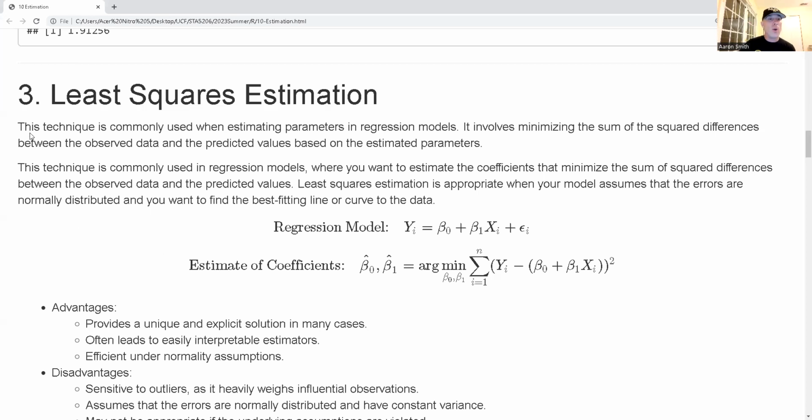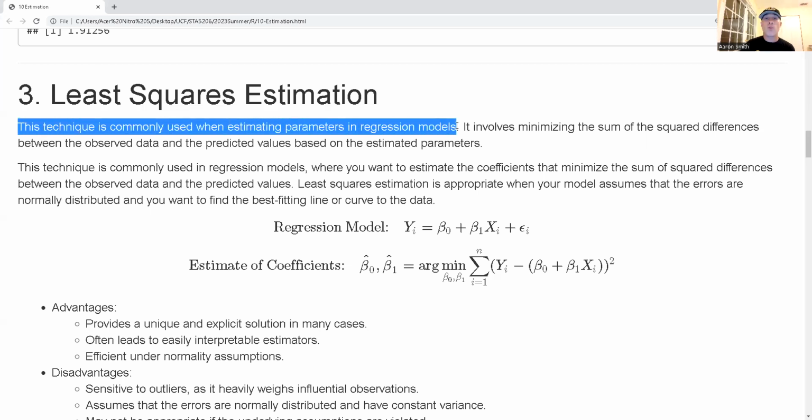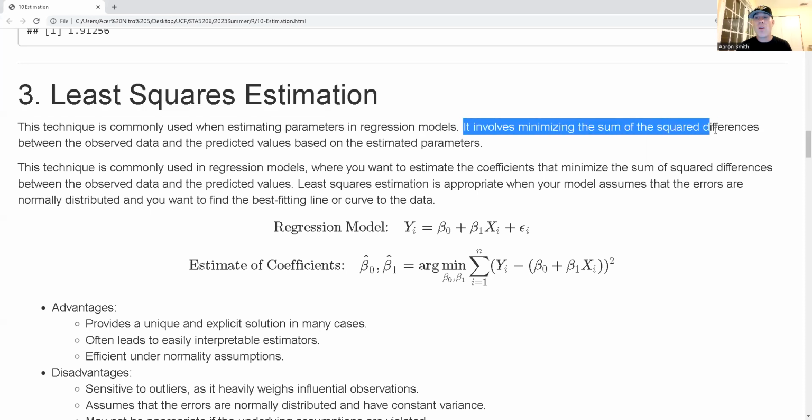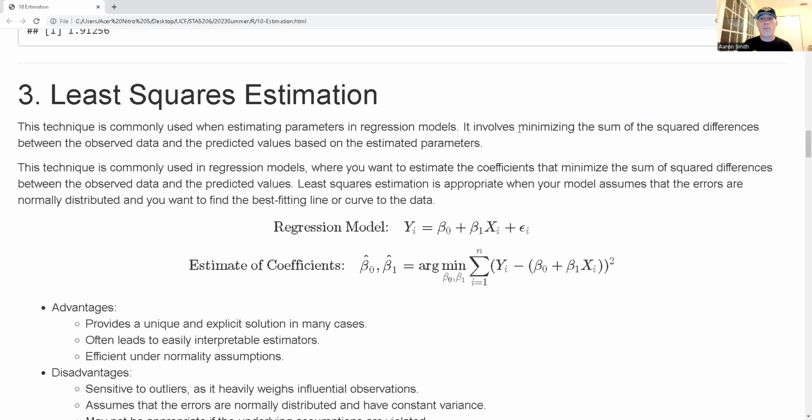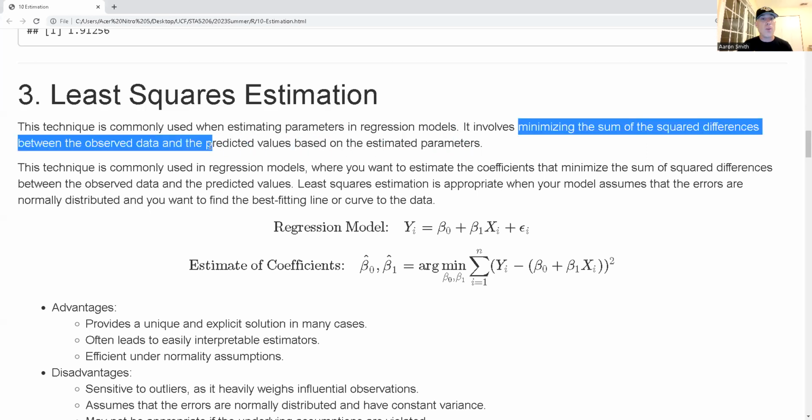All right, so least squares estimation. This technique is commonly used when estimating parameters in regression models. That is absolutely the number one reason I would use least squares estimation. It involves minimizing the sum of the squared differences between the observed data and the predicted values based on the estimated parameters. So we want to minimize the sum of squared differences between observed and predicted.